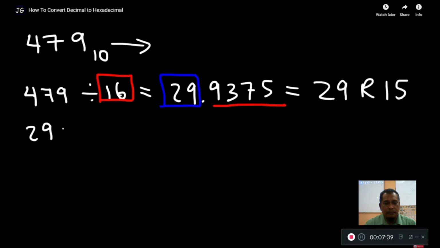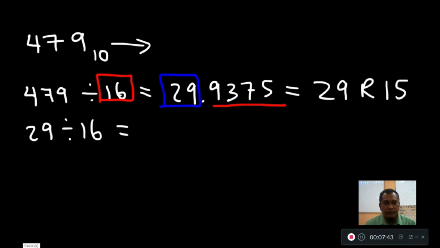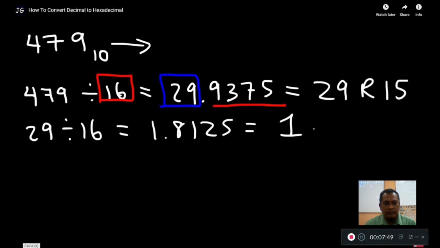So let's move on to the next row. Salin ha? So 29 divided by 16 is equal to 1.8125. So that's one remaining. Yang mana nak darab? 16 pula. 8125, dapat berapa?